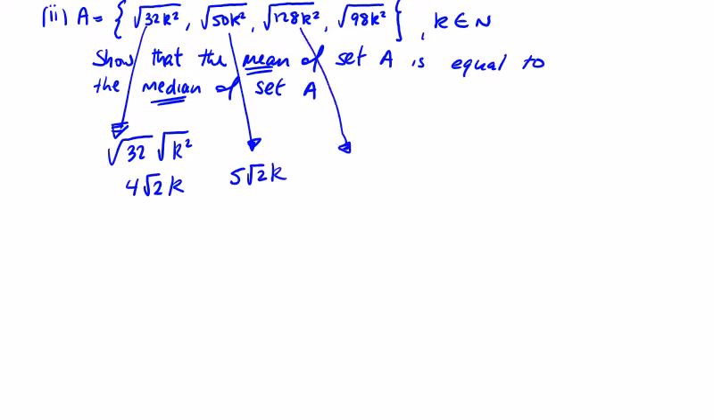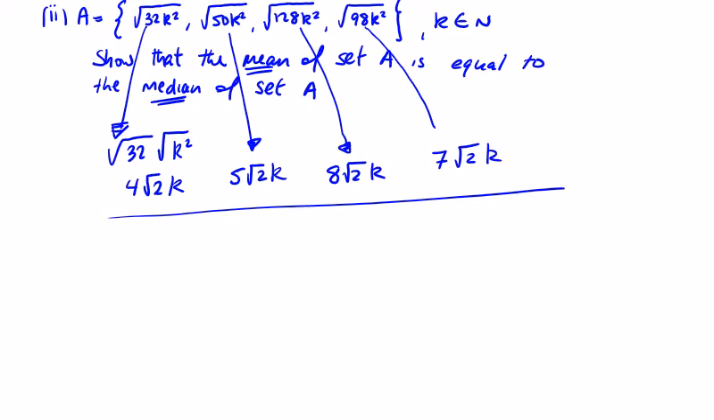Root 128 we said already was 8 root 2 k, and 2 49s are 98, so this one is 7 root 2 k. Now in a set where there's 4 numbers, the median is going to be the average of the middle two. So let's just put them in order. The 7 and the 8 are not in order, so 4 root 2 k, 5 root 2 k, 7 root 2 k, and 8 root 2 k.